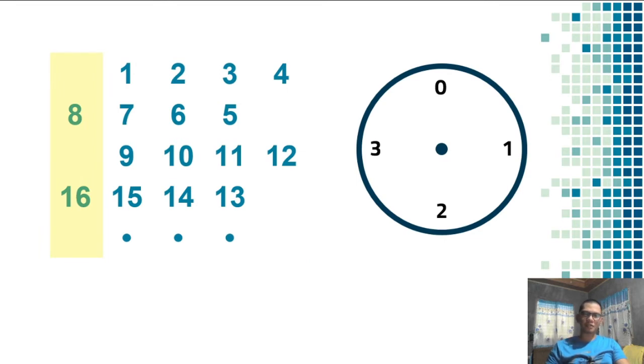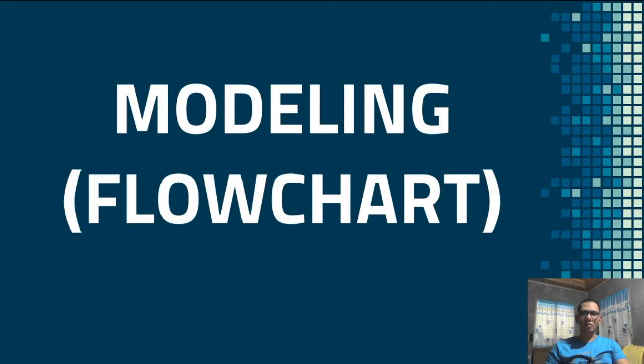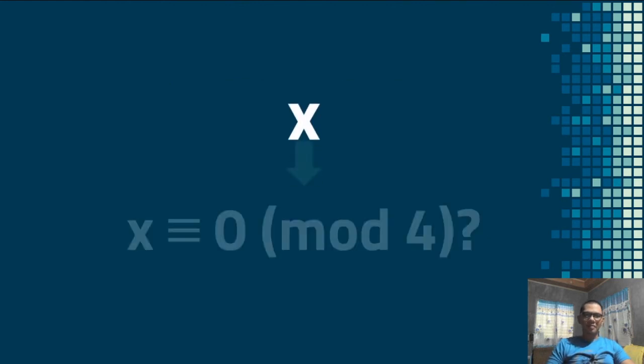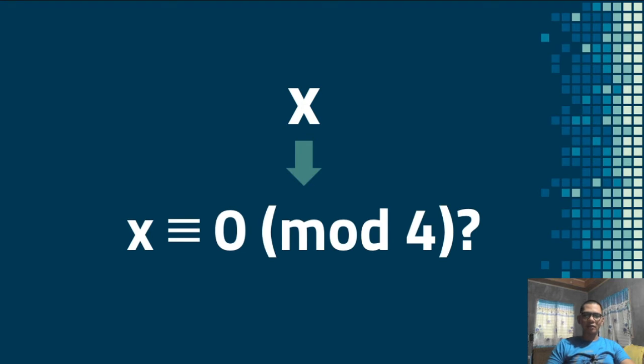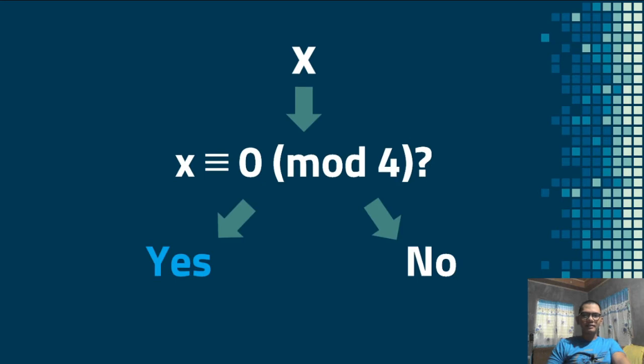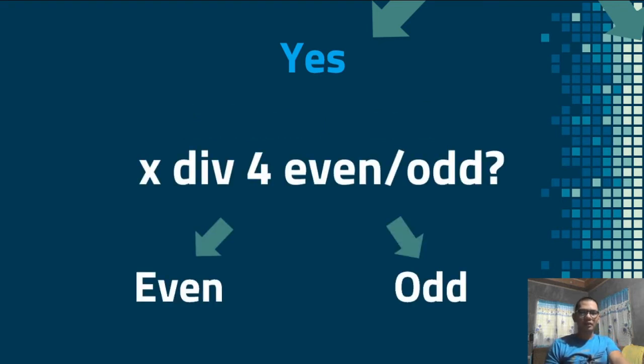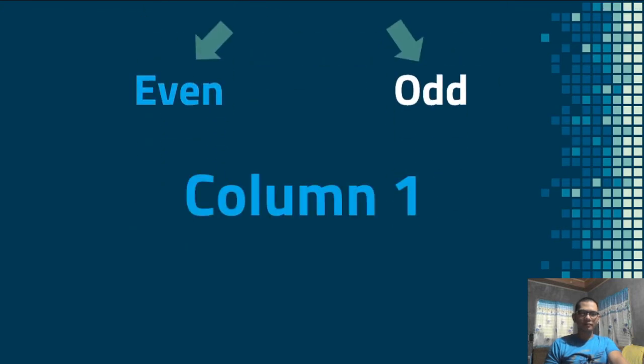Combining these sets of observations, we can design a flowchart to model the pattern and identify a given number's position. Let the number you want to locate be x. First stage, does the number yield a remainder of 0 when divided by 4? Or in other words, is the number divisible by 4? If yes, then your options are narrowed down to column 1 and column 5. If we divide the number by 4, is it odd or even? If it is even, the number is in column 1. Otherwise, it is in column 5.